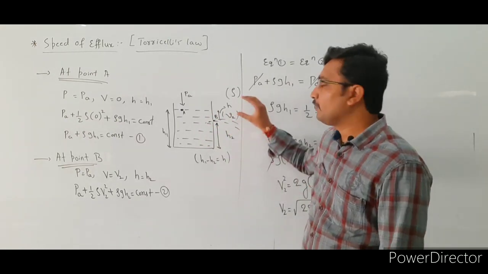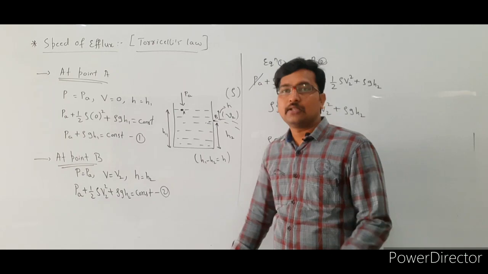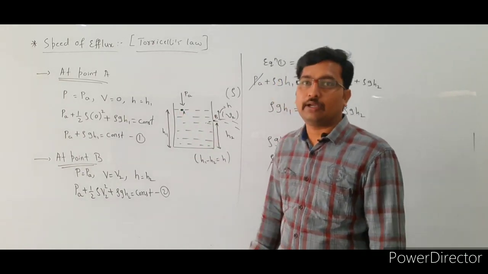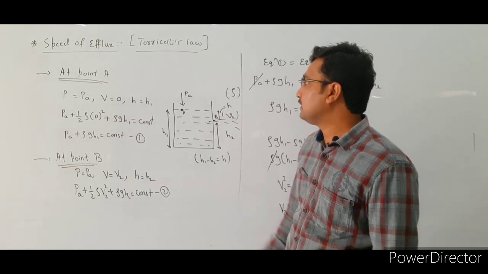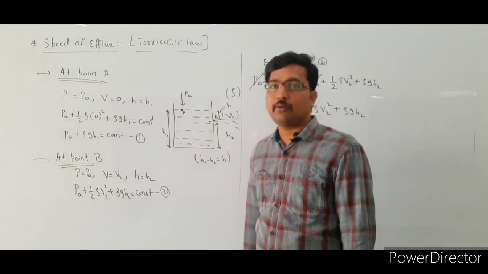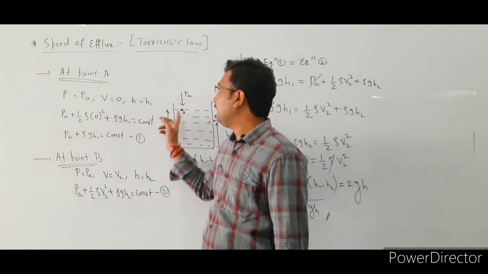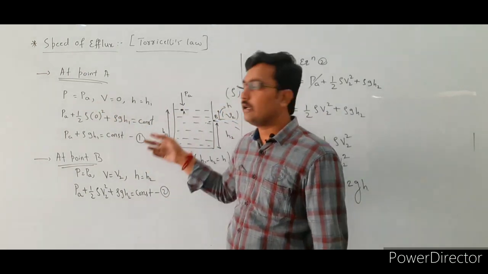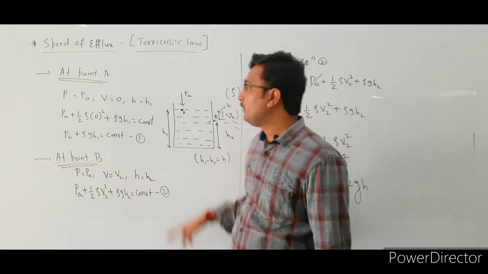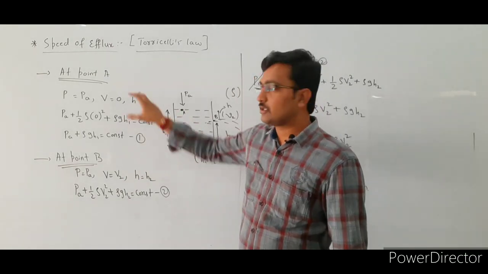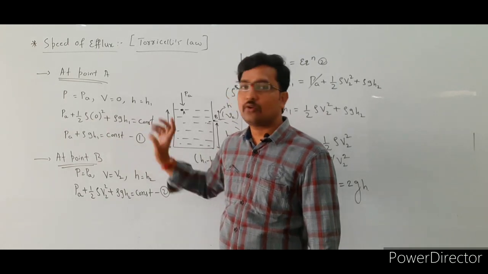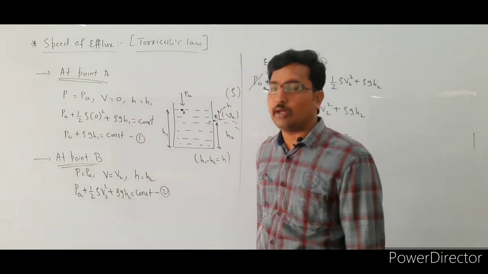Here we are going to find out the V2 value. First, we consider two points, point A and point B. We apply Bernoulli's principle at point A and point B. The pressure at point A is Pa, that is atmospheric pressure. This point is at rest, so V is equal to 0, and the height is h1. Substitute all the values and you will get Pa plus rho g h1 is equal to a constant. That is our equation number 1.